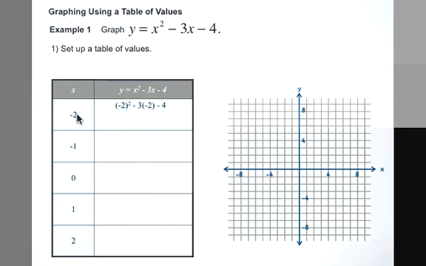So when x is -2, y is equal to -2 squared minus 3 times -2 minus 4. -2 squared becomes 4. -3 times -2 is +6, and -4 stays the same. 4 plus 6 is 10, minus 4 is 6. So when x is -2, y is 6. For x is equal to -1, we complete the same steps. And when x is -1, y is equal to 0.